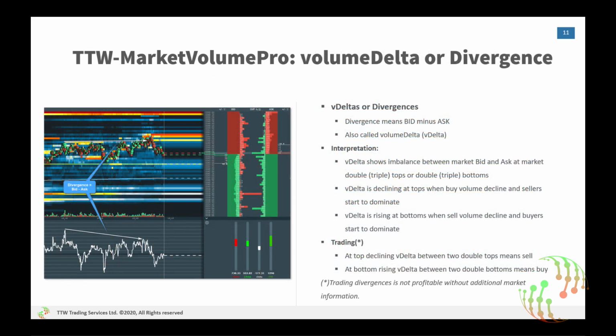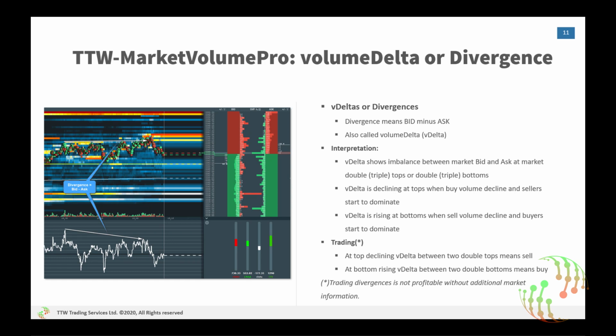The most known usage of TTW-MarketVolumePro is divergence or volume delta. I think every trader knows what divergences are. In the case of TTW-MarketVolumePro, divergence means bid minus ask, also called volume delta or V delta. The interpretation is quite easy.